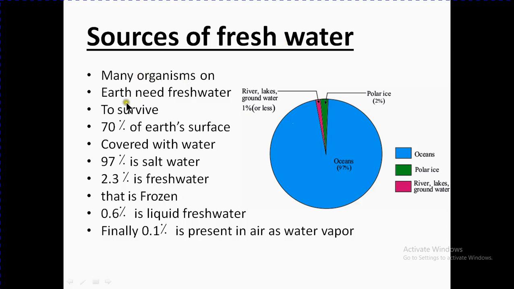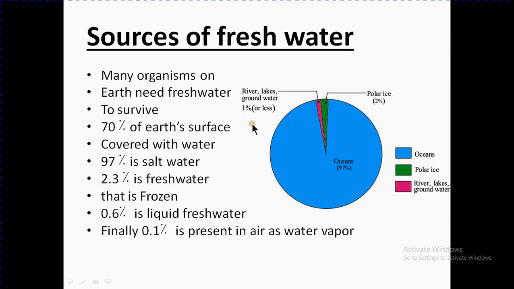Many organisms on Earth need fresh water to survive. Like fish, you know that without water they can't survive. But human beings also need water. Animals, plants, they all need water. But some need fresh water. 70% of Earth's surface is covered with water.